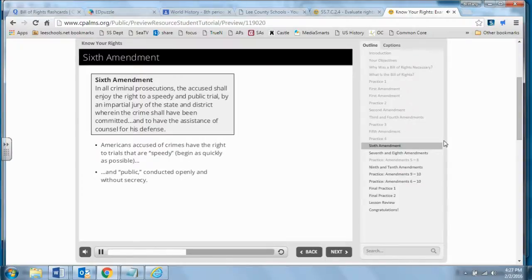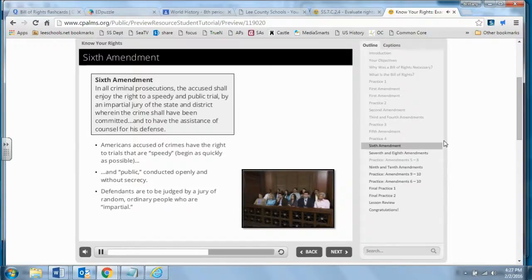Trials are also to be public, conducted openly, without secrecy, and with detailed records of what took place. That way, the public can judge for themselves whether or not justice has been done. The trials guaranteed by this amendment are jury trials. The defendant is to be judged guilty or not guilty, not by a single individual, but by a group of random, ordinary people, usually 12 of them. These jurors are selected so as to be impartial to the defendant.